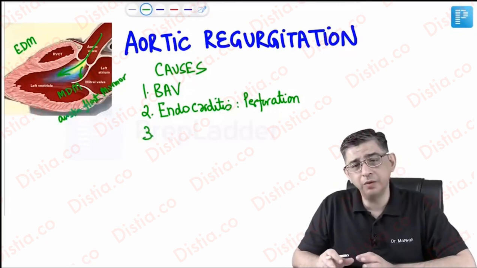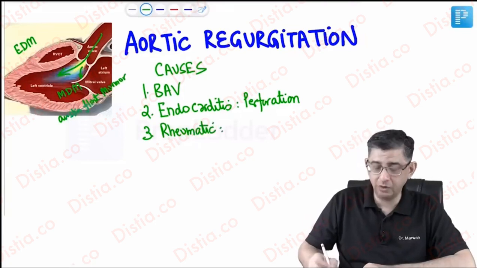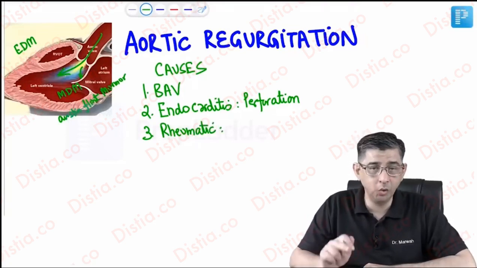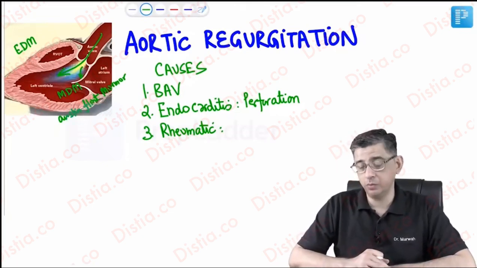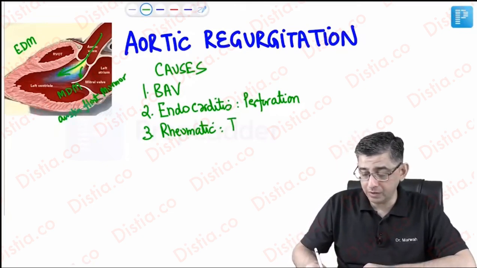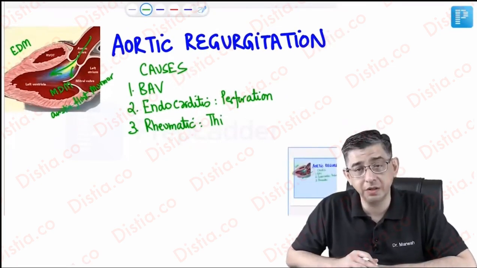Cause number 3 is more from the Indian perspective, rheumatic heart disease. You very well know that isolated aortic valve involvement is not common with rheumatic disease. It's mainly going to coexist with a mitral valve involvement. Therefore, the query that comes to me most of the time is that rheumatic heart disease contributes to stenotic lesions. Then how is it going to contribute to aortic regurgitation?